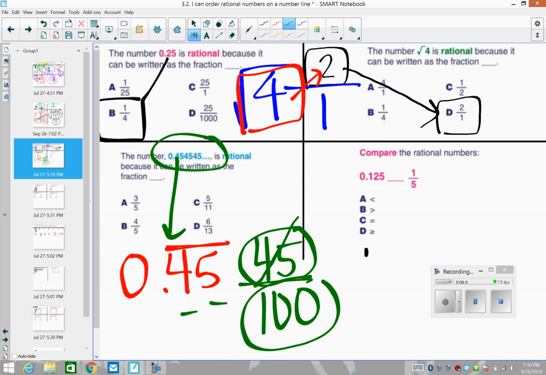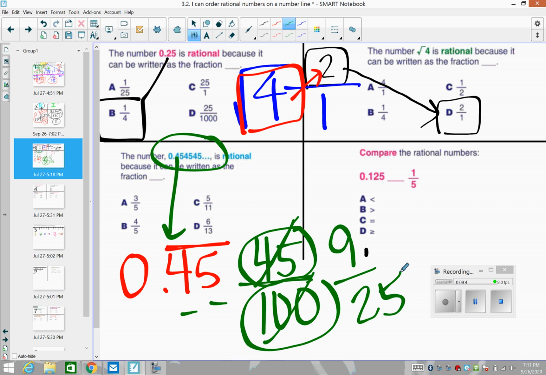All right, next box. The number 0.454545, repeating, is rational because it can be written as a fraction. So we're really talking about this repeating decimal where these digits repeat. So we end up with 45 hundredths. And granted it's repeated, so I'm just simplifying that with that bar.